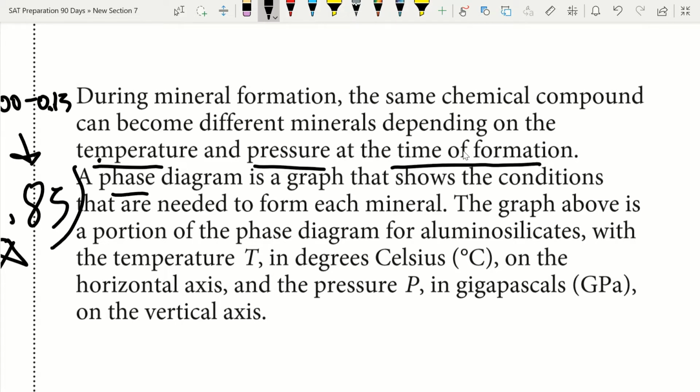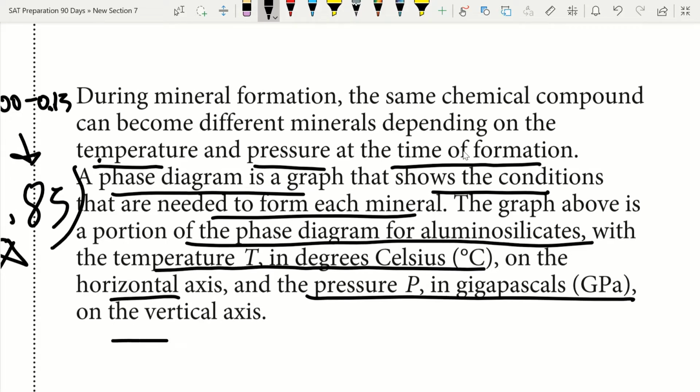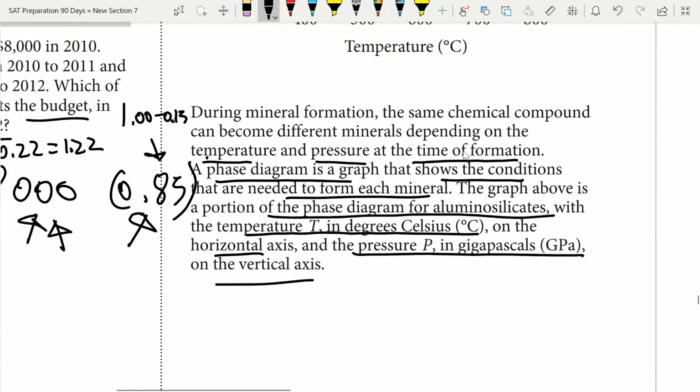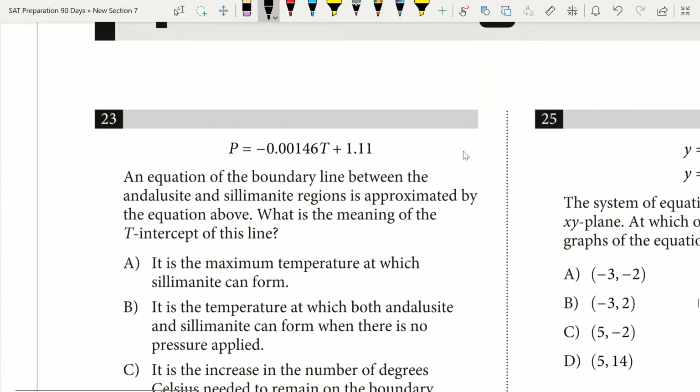A phase diagram is a graph that shows the conditions needed to form each mineral. The graph above is a portion of the phase diagram for aluminosilicate, with the temperature T in degrees Celsius on the horizontal axis and the pressure P in gigapascals on the vertical axis. All right, so let's take a look at our questions. We go down here. We've got question 23.